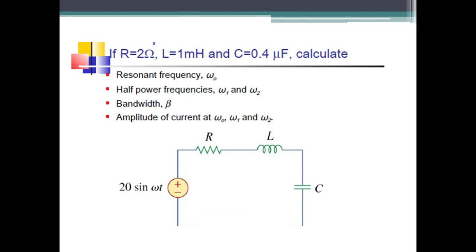Then here is one simple example. All my dear students, you solve this example. If R is equal to 2 ohm, L is equal to 1 Henry, and C is equal to 0.4 microfarad, calculate the resonant frequency omega 0, then the half power frequencies omega 1 and omega 2, then the bandwidth beta, and the amplitude of the current at omega 0, omega 1 and omega 2.